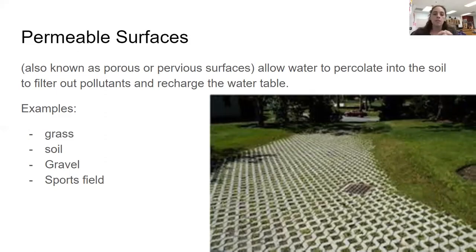Examples of these surfaces include grass and soils. You can think of areas with lots of trees, where there's gravel. On our campus, sports fields would be considered a more permeable surface.